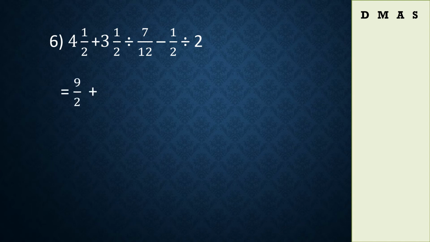Then write plus sign as it is. 2 3s are 6 and 6 plus 1 is 7. So we get 7 upon 2. Then write division sign as it is. Then write 7 upon 12 minus 1 upon 2 divided by 2 upon 1. Now tell me, according to DMAS, what we have to solve first? Addition, division or subtraction? Yes, division.